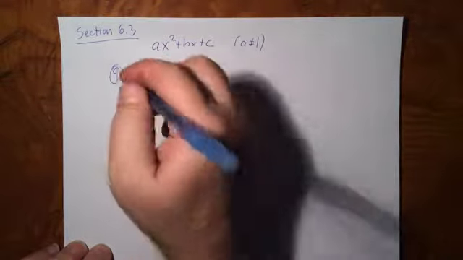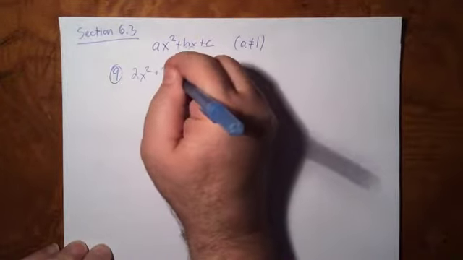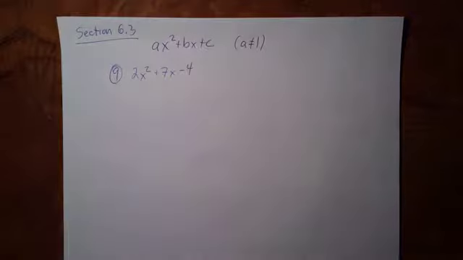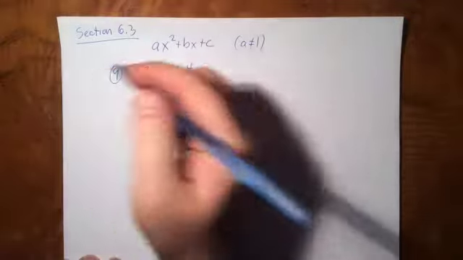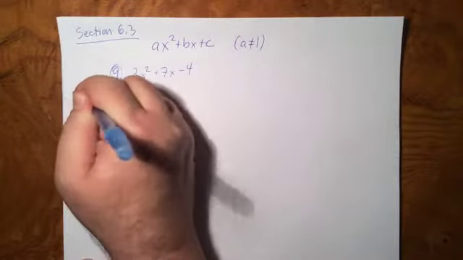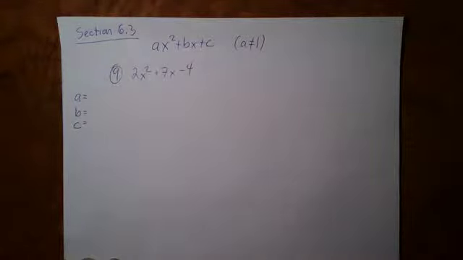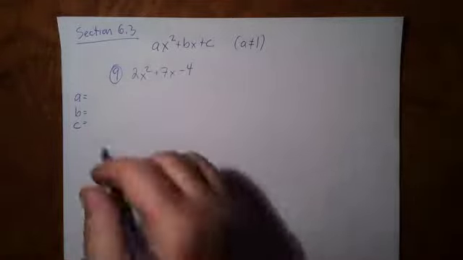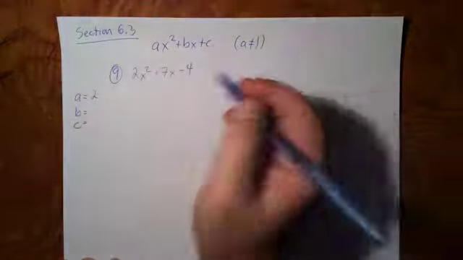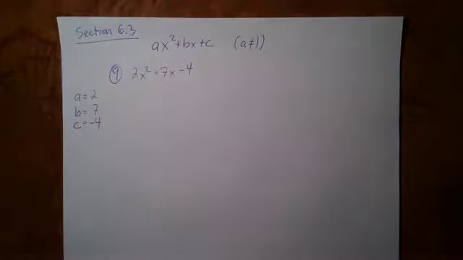The problem in section 6.3, question 9, is 2x squared plus 7x minus 4. What we're going to do first, again, is identify the values of a, b, and c. I'm giving this problem some room to breathe, because this is going to involve more work than the previous trinomials we factored in section 6.2. The value of a is equal to 2, the value of b is equal to 7, and the value of c is equal to negative 4.